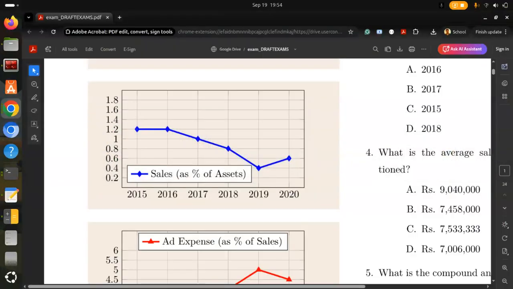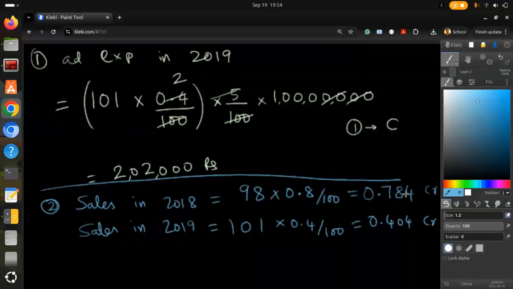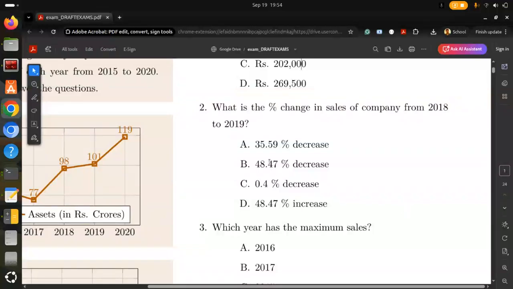So let's go to the question. What is the percentage change in sales of the company? First of all, is it a decrease or an increase? From 18 to 19, it is a decrease actually. Here 78.4 crore and 40. So I think it is decreased, so the answer may be A, B, or C. But how much percentage decrease?